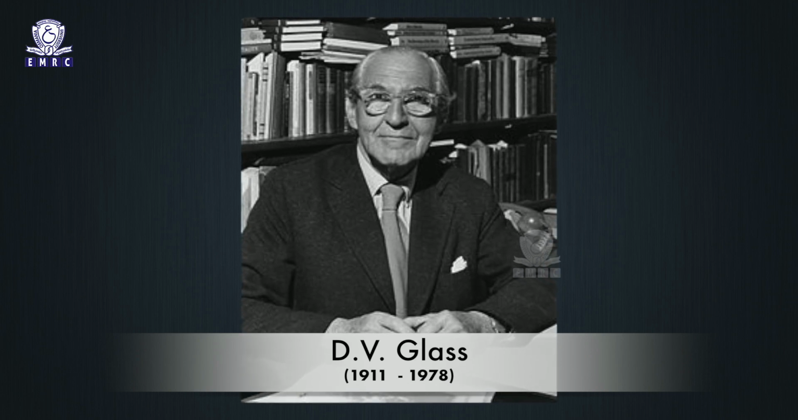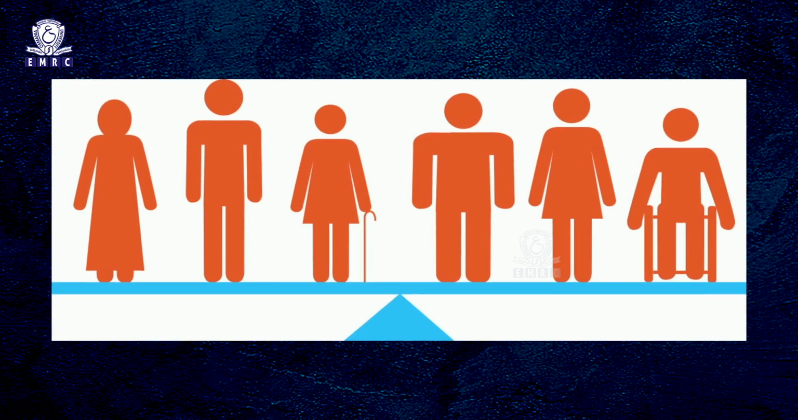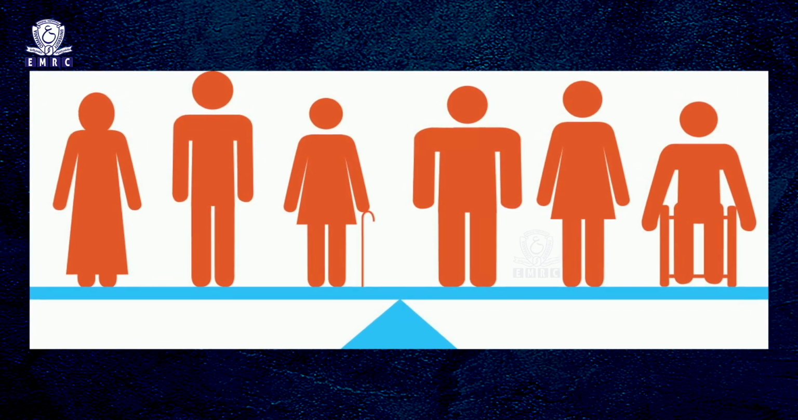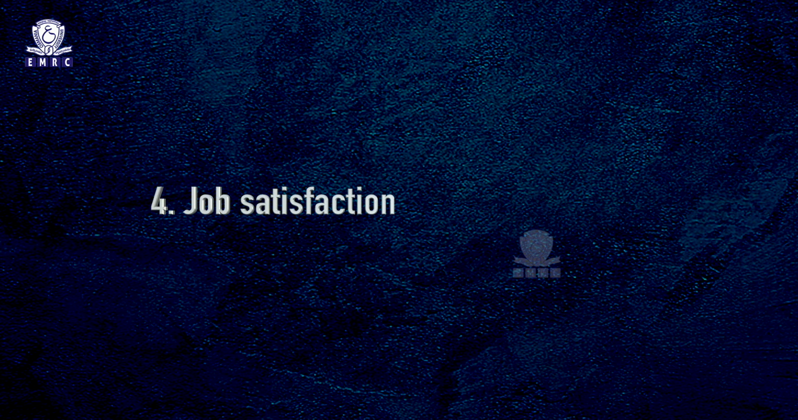Glass and others have felt that providing equal chances or opportunities for social mobility to all social classes is a democratic commitment. According to them, a democratic society has to depend upon an egalitarian opportunity structure. Then the fourth aspect is job satisfaction. Social mobility is inclusive of occupational mobility also.